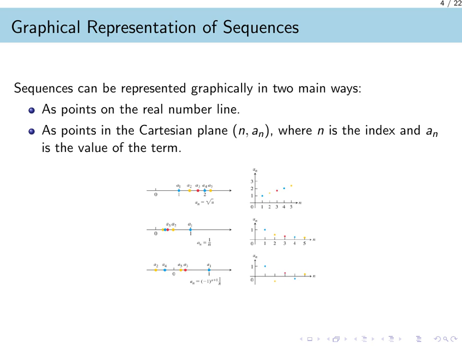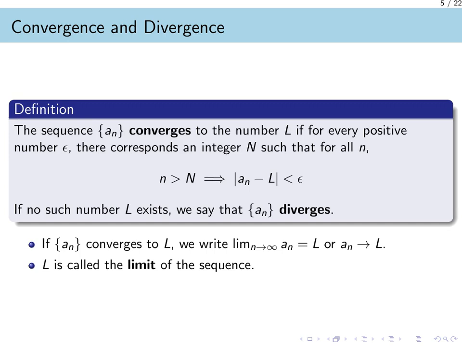Remember, this is a graph of isolated points, not a continuous curve, because the index n is an integer. This two-dimensional plot is especially useful for seeing the long-term trend of a sequence and whether it approaches a specific value. This slide presents the formal definition of what it means for a sequence to converge to a limit.